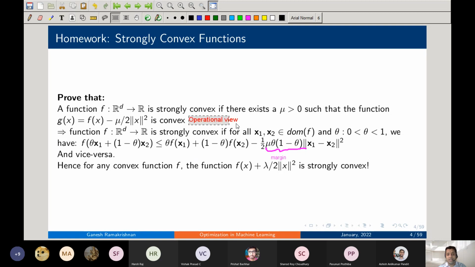Now, there was a question on Teams, a very important question. Why is this relevant? I'll come to that very soon. But let's first try and show that these two are equivalent. Has anyone attempted to do this? How do you show that the two are equivalent?